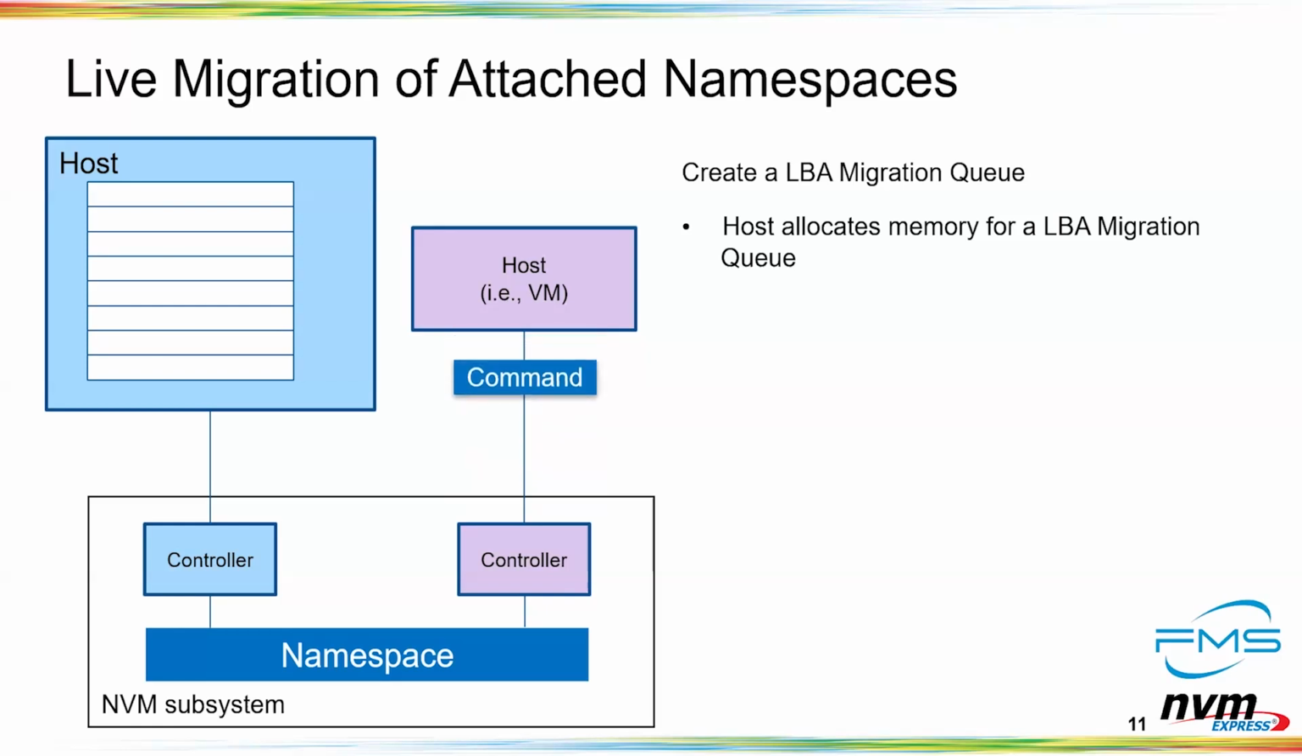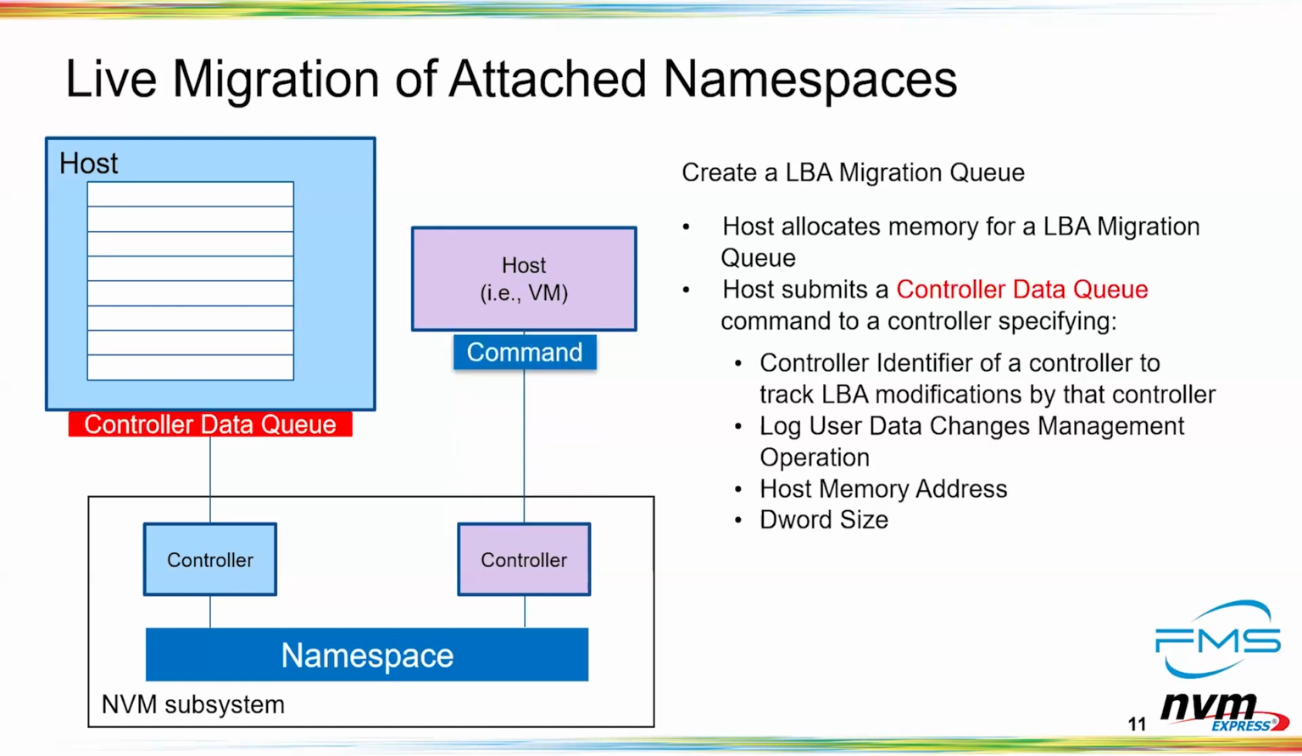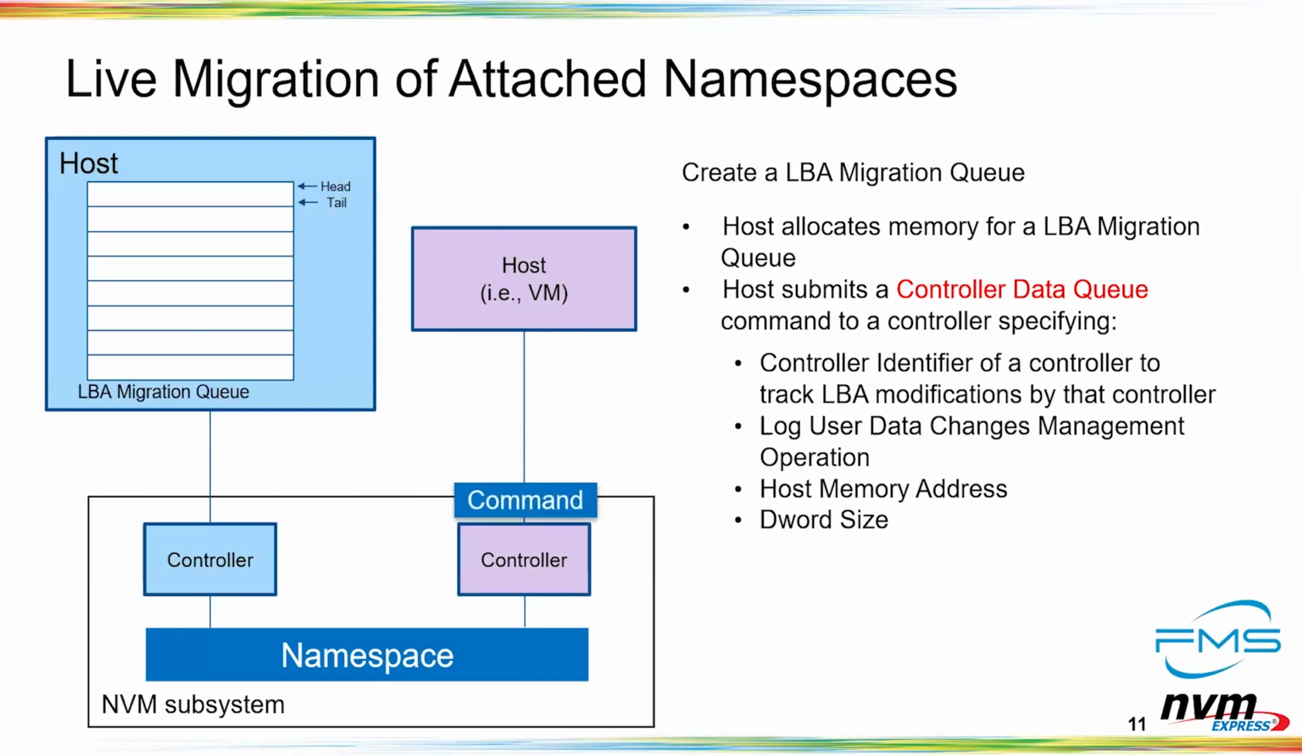We're going to use host memory to put in the changes to the LBAs during the migration. Now, the host gets to submit a new command called the controller data queue. That controller data queue command is just going into the controller, identifying the controller where we want to track the LBA changes, and then go into the controller that's going to be doing the reporting of those changes to create an LBA migration queue.